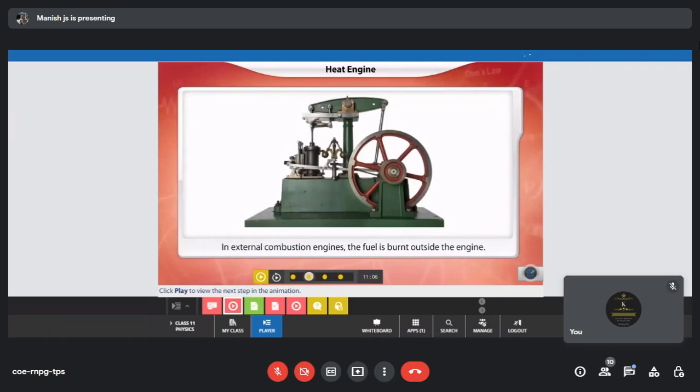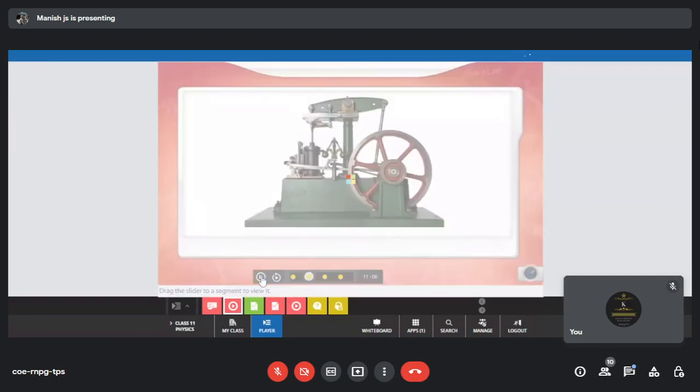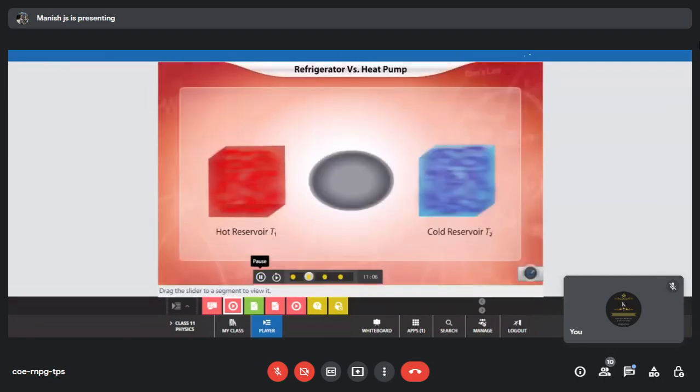There is a lot of heat loss, we say. So internal combustion engines are more efficient than external combustion engines. So that is the prime idea. So we'll move on. Steam engine is an example of an external combustion engine.